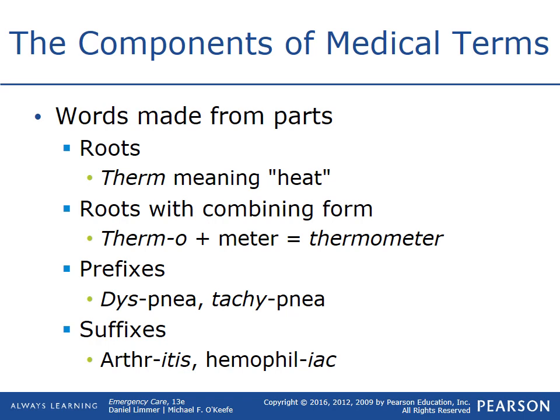We have roots, which something like therm, meaning heat, would be a root word, and the root portion of the word will combine with other forms, the prefix and suffix, for instance, and then form a complete word. So prefix you'll find at the beginning, and the suffixes are at the end.